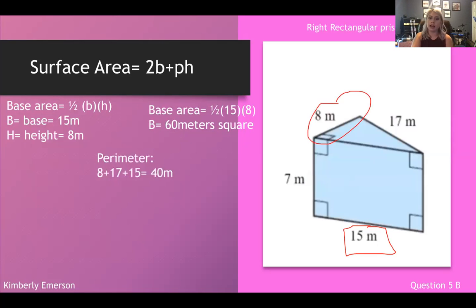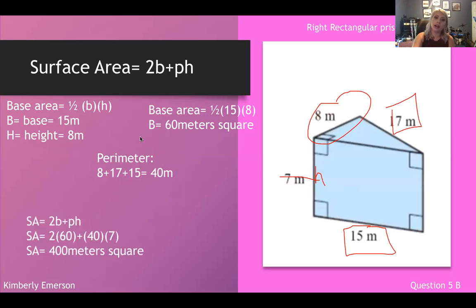So perimeter, adding all those up, we would get 8 plus 17 plus 15, and we're not going to include the 7 because that is also for height. Like we said before, we are not including area, we're just talking about perimeter here. So now that we found our perimeter and our base area, which is 60 meters squared, and 40 is our perimeter, we are going to plug and chug like we did before.